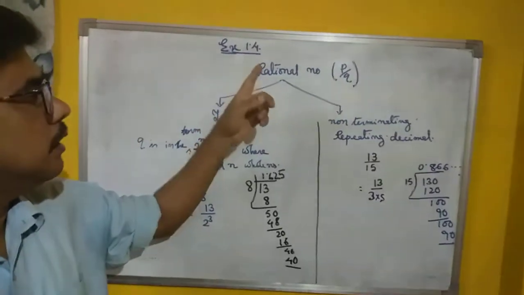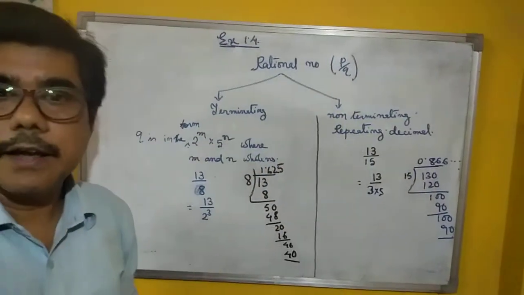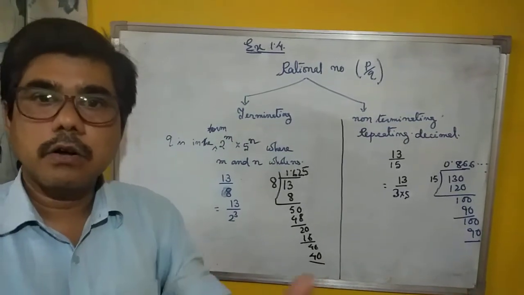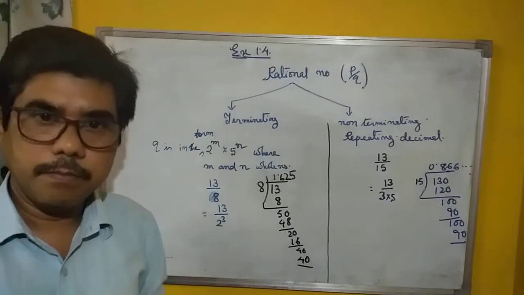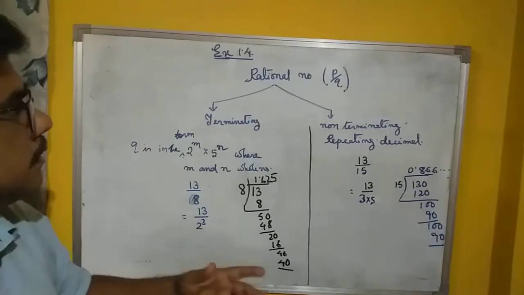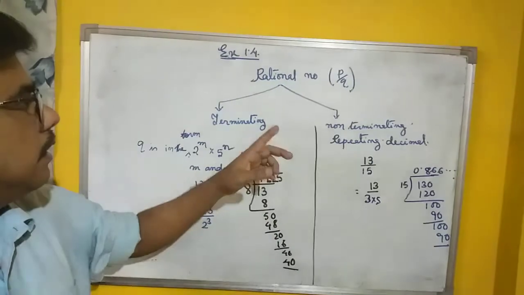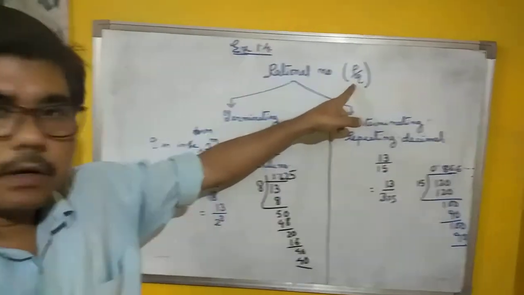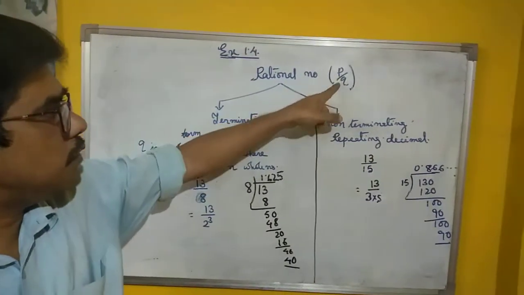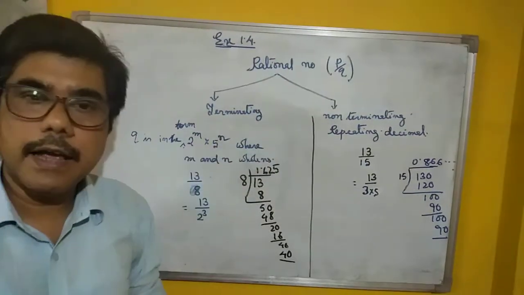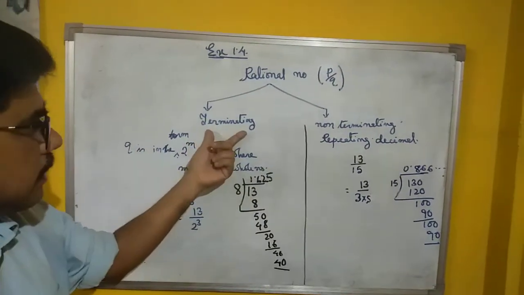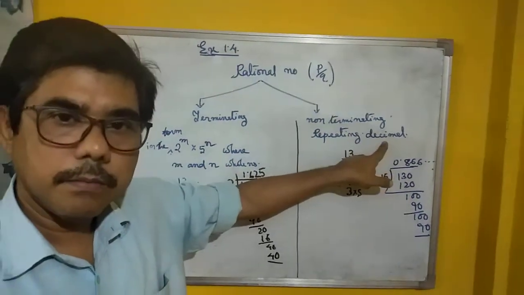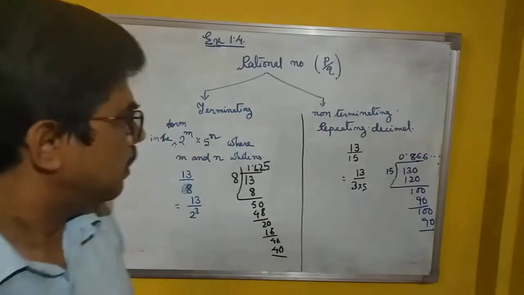Here we will discuss the decimal expansion, whether it is a terminating decimal or a non-terminating decimal, without division. But before that, we will discuss what these are. A rational number is in the form p by q, and when we divide p by q, we get the decimal expansion, either terminating or non-terminating repeating decimal. These are two types of decimals.